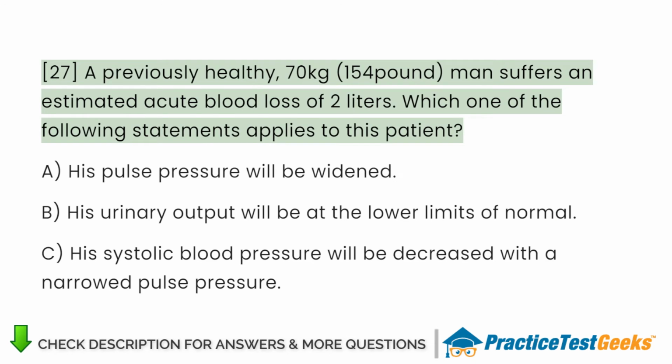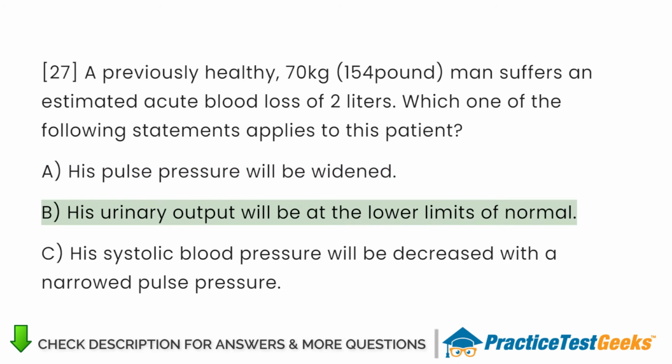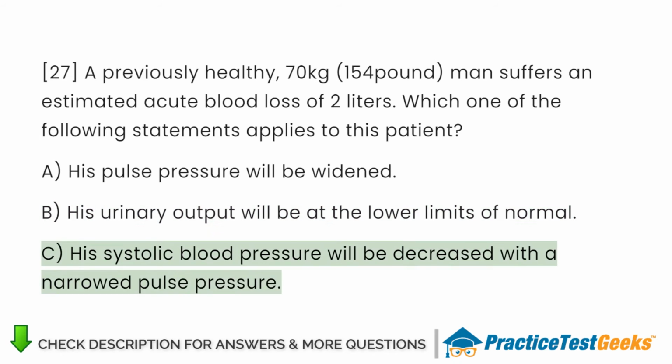A previously healthy, 70 kilograms, 154-pound man suffers an estimated acute blood loss of 2 liters. Which one of the following statements applies to this patient? A. His pulse pressure will be widened. B. His urinary output will be at the lower limits of normal. C. His systolic blood pressure will be decreased with a narrowed pulse pressure.